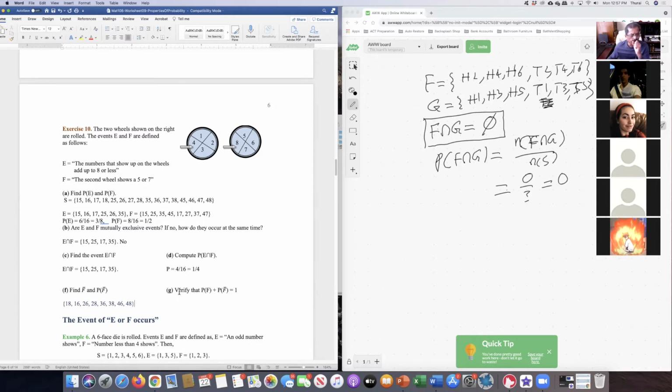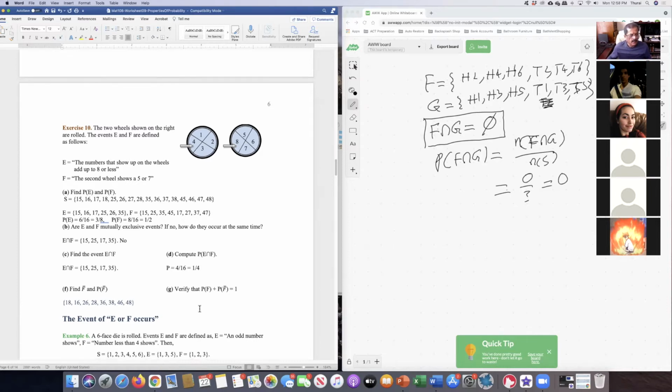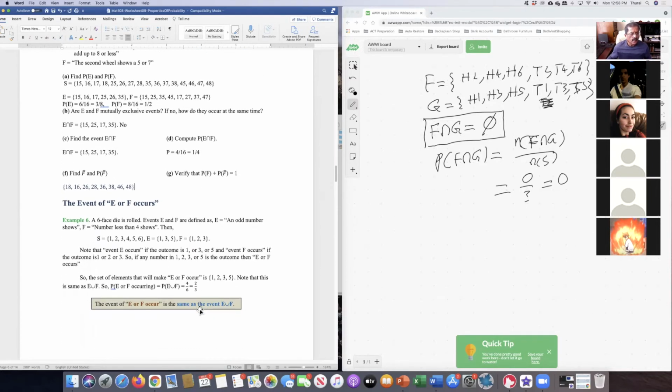And okay, probability of F and probability of F bar have to add up to 1, right? It asks you to verify that. All right, so you know how to do that. Let's go to example 6.